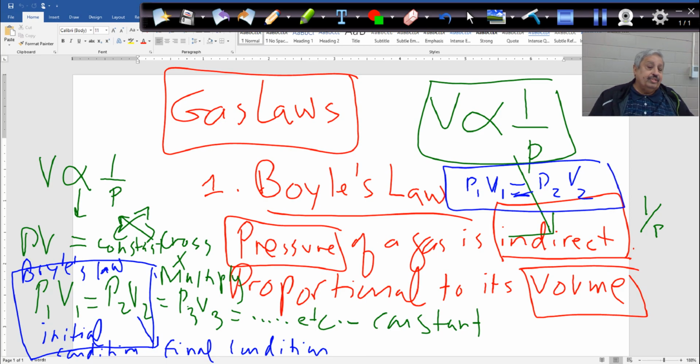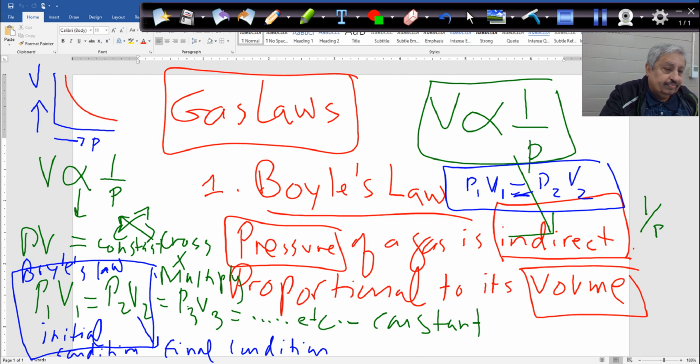Now, if I put this one in a diagram, it will not look like a straight-line graph. This is volume, and this is the pressure. So the graph will look like this. Correct? Non-linear, not linear. Okay, guys, not linear.